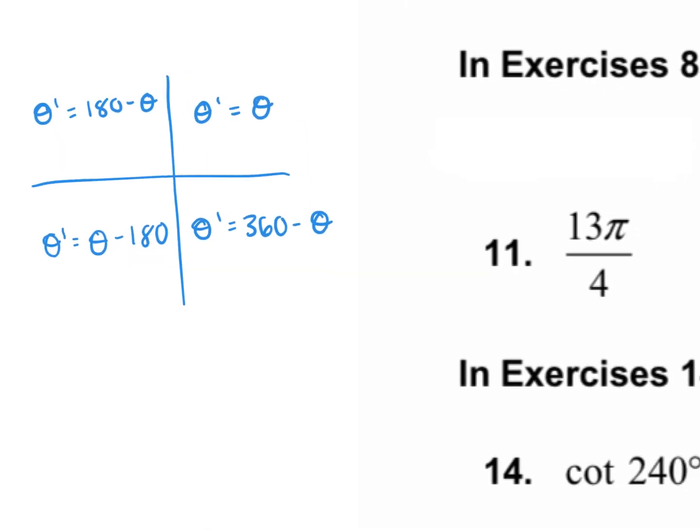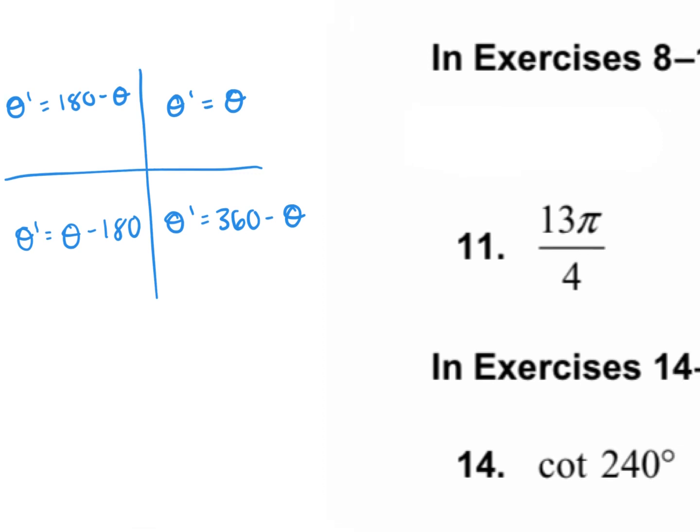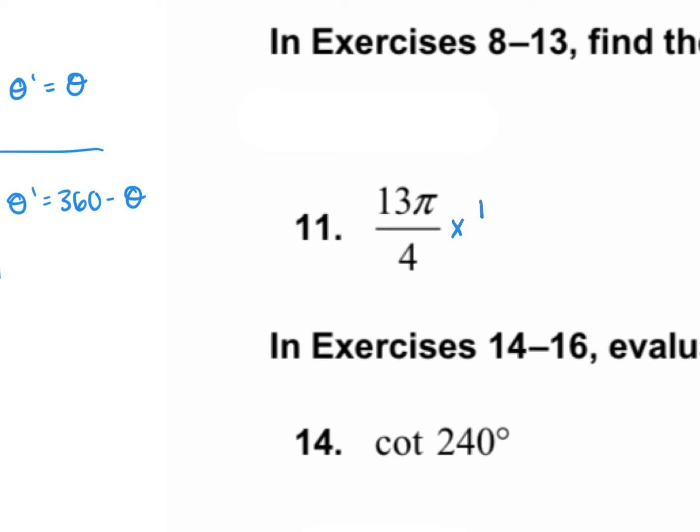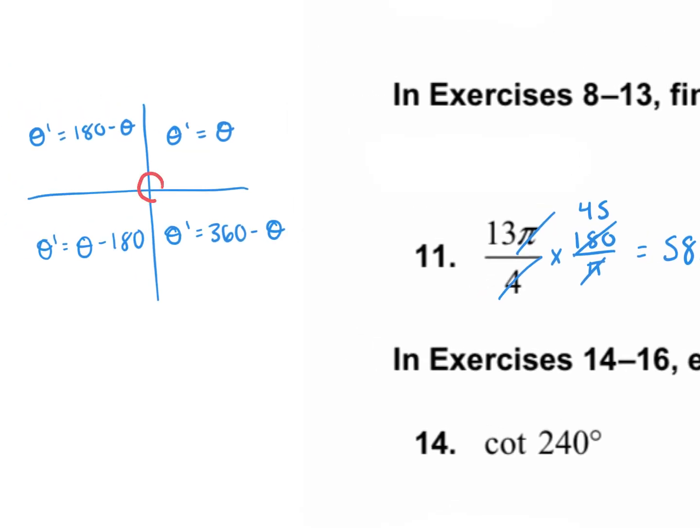How can we figure out where 13 pi over 4 is? Change it to degrees, so we need to multiply it by 180 over pi. Simplify, 4 goes into 180 45 times. And 13 times 45, 585. So 585, we're going to go around the circle 1 full time. How much more do we have to go after that?